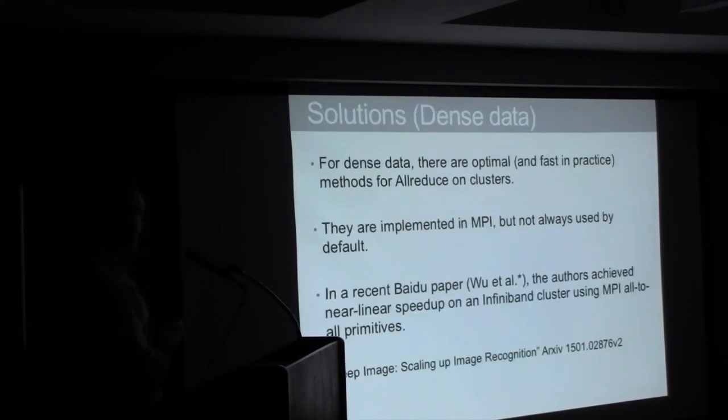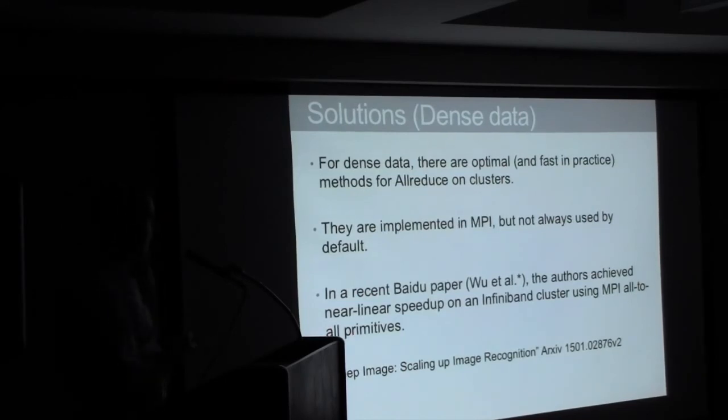Okay, let's see. So there are optimal solutions for dense Allreduce. It's good to know about them, and it's also important to know that if you experiment with MPI, you have to be careful because you probably don't get the right one by default, but they are configurable. And if you do use the right ones, you're able to get very high throughput.